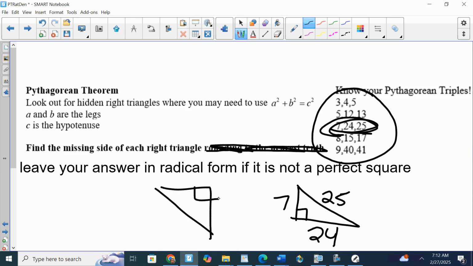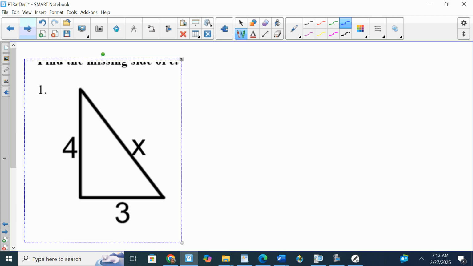If I have 8 and 17, well, 8 and 17 are part of a triple, so the third side must be 15. The only thing to be careful of is make sure that the largest side is the hypotenuse. If it's not, then it's not a triple. Otherwise, we do Pythagorean theorem, which you should know, but if you don't, I'll go over that in this video as well. So, number one, I have a right triangle, I have two sides, I want to find the third.